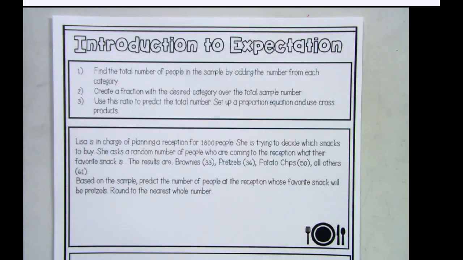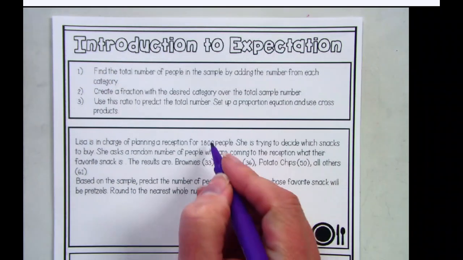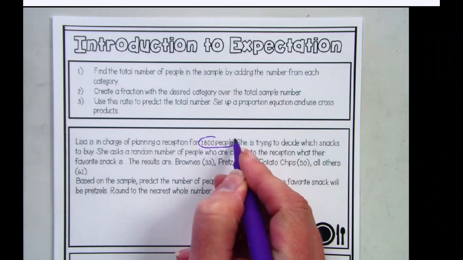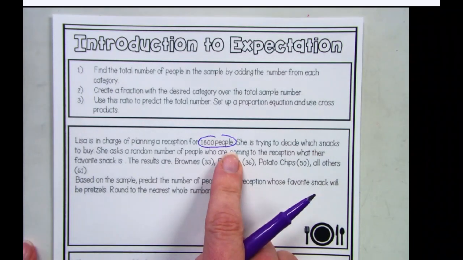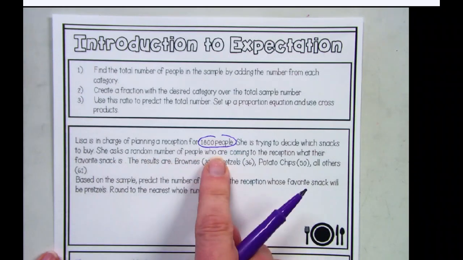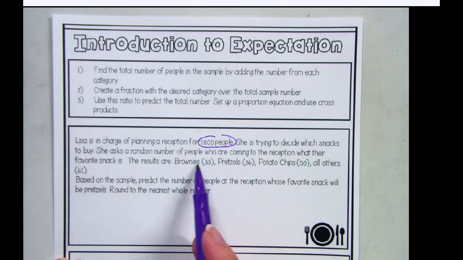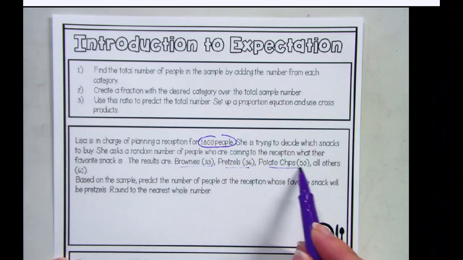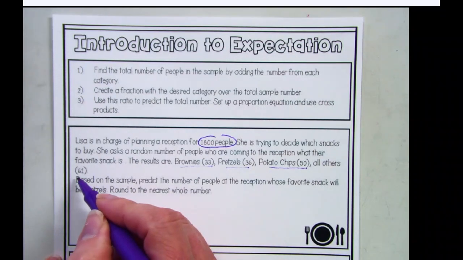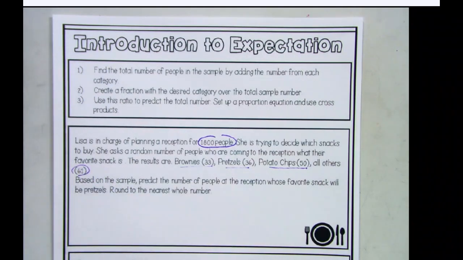Lisa's in charge of planning a reception for 1,800 people. It's a big reception. She is trying to decide which snacks to buy. She doesn't want to quiz all 1,800 people. That would take a long time, right? So she asks a random number of people who are coming. 33 want brownies, 36 pretzels, chips 50, and then all the other responses totaled to 61.